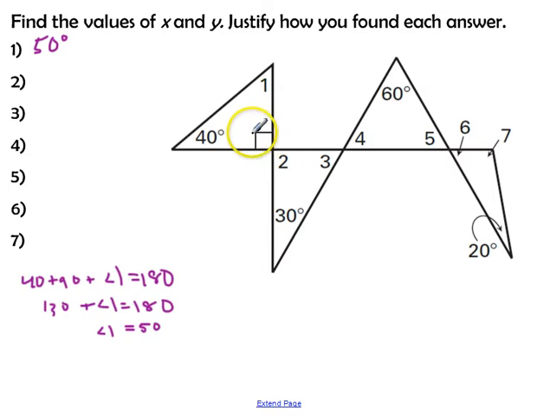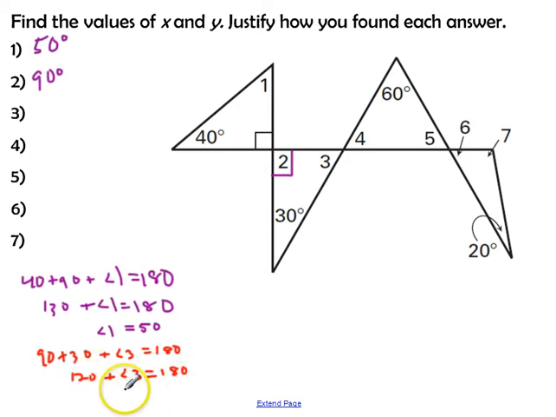Now, this right angle and angle 2, they're vertical. They're opposite from each other with two intersecting lines. So angle 2 is also 90 degrees. Now we run into this triangle here, and we have 90 degrees plus 30 degrees plus angle 3. So 90 plus 30 plus angle 3 equals 180. 90 and 30 is 120 plus angle 3 equals 180. So when you subtract 120 from both sides, angle 3 is equal to 60 degrees.